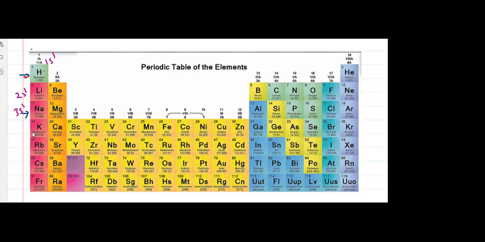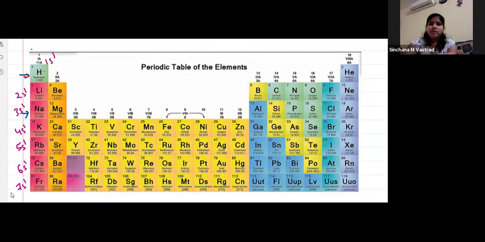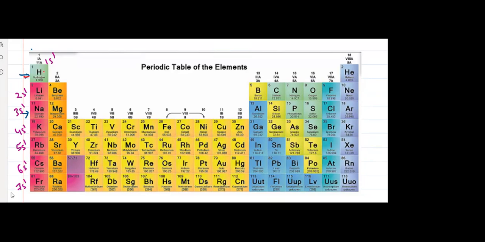What should be potassium? Tell me, without solving. 4s1, again plus one. Very good. What about rubidium? 5s1. Very good. What about cesium? 6s1. What about francium? 7s1. Got it.